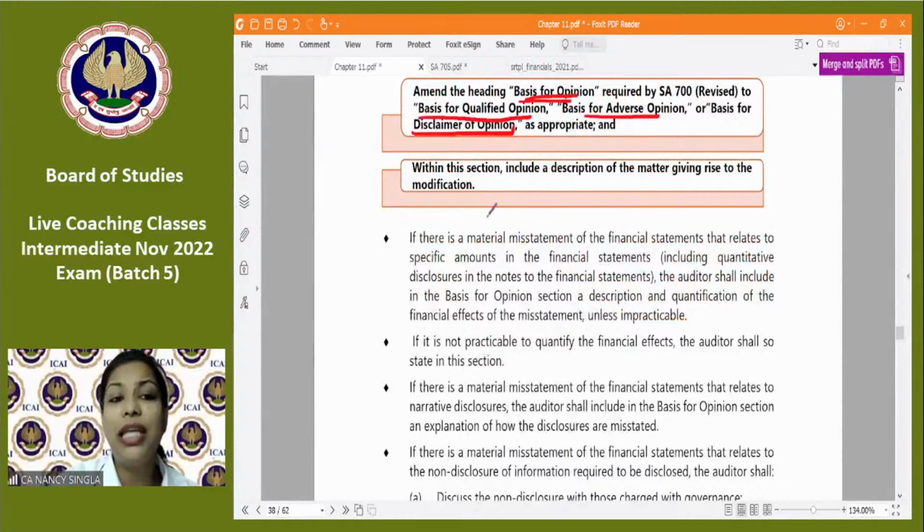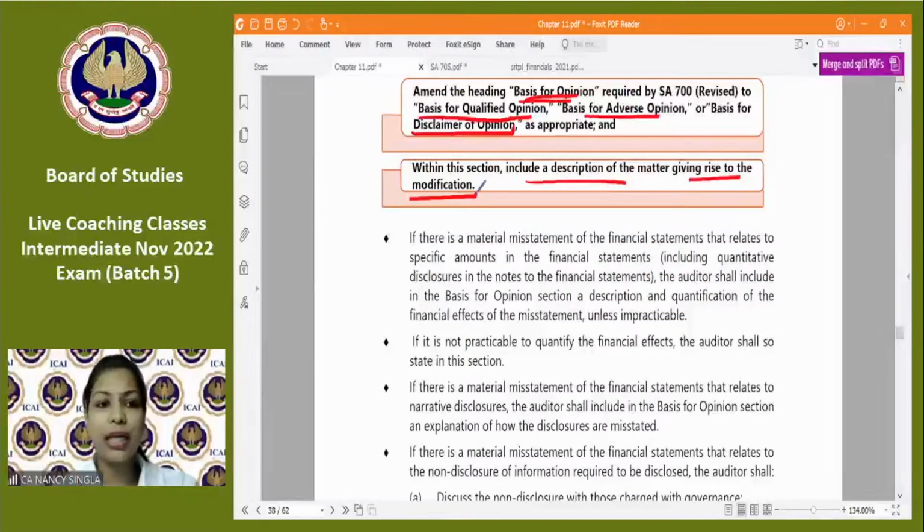And within the section include a description of the matter giving rise to modification. तो अभी पढ़ा ना, that basis for opinion में अब पहला section क्या आ जाएगा, what is the matter जिसकी वजह से modification is coming. Clear? Now with respect to basis of opinion, certain very logical matters, points we need to consider.